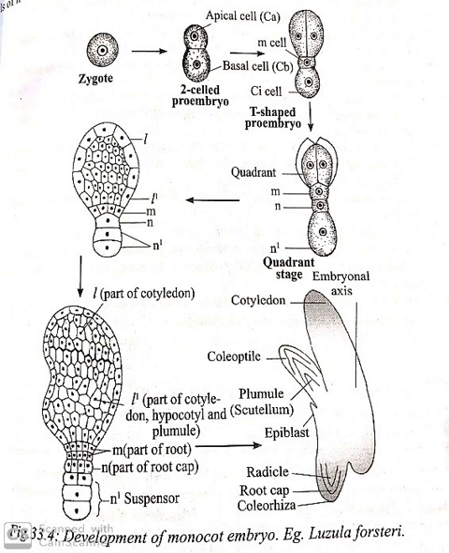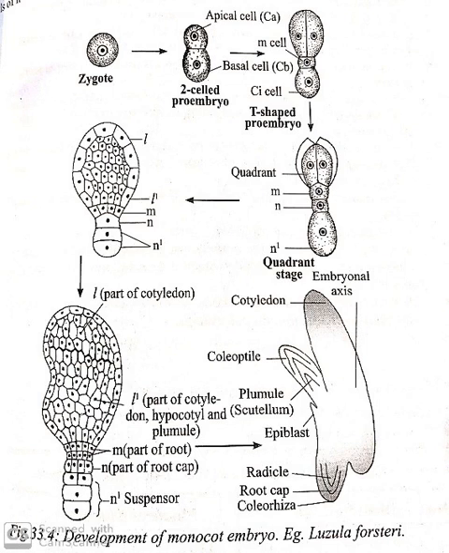The apical cell is also called the embryonal cell. It develops into the embryo proper, such as the shoot system and root system. The basal cell is also called the suspensor cell. It develops into the suspensor, hypostase and root cap.